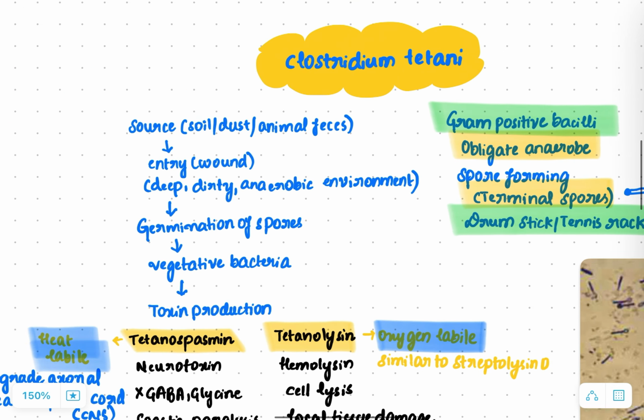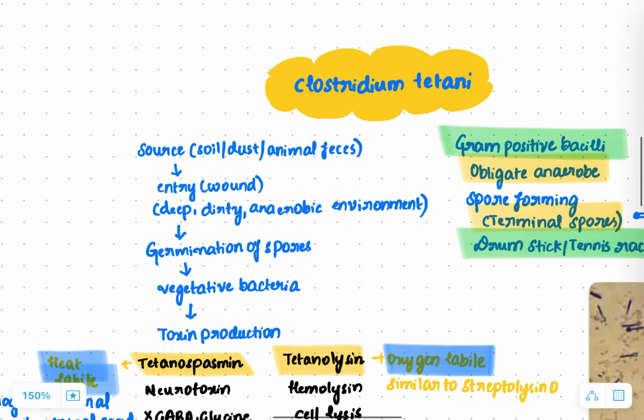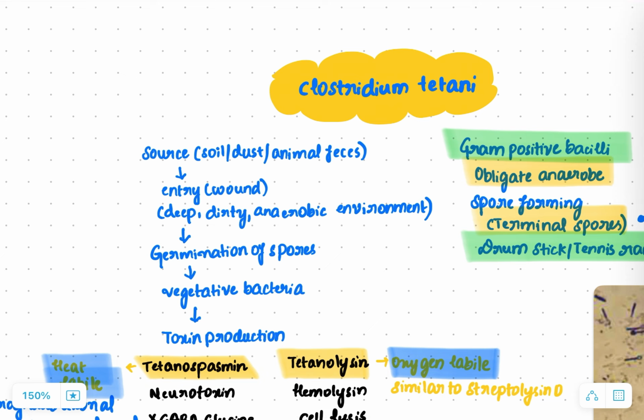Whenever there is an entry wound, and this wound comes in contact with soil, dust or animal feces containing Clostridium tetani, in conditions like a deep, dirty, anaerobic environment, this organism will enter the body. In this anaerobic environment spores are generated, and finally the vegetative bacteria enter the body and cause toxin production.